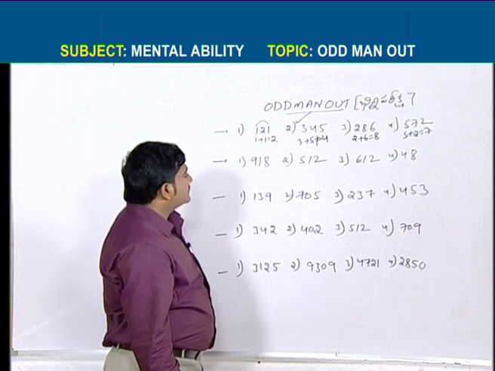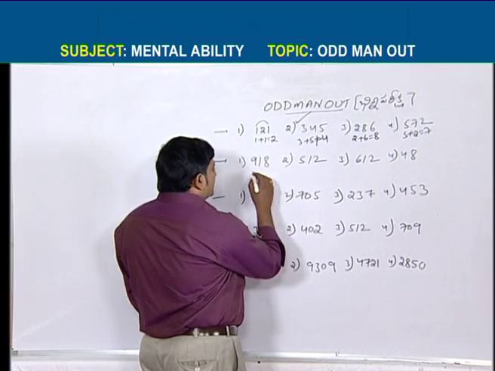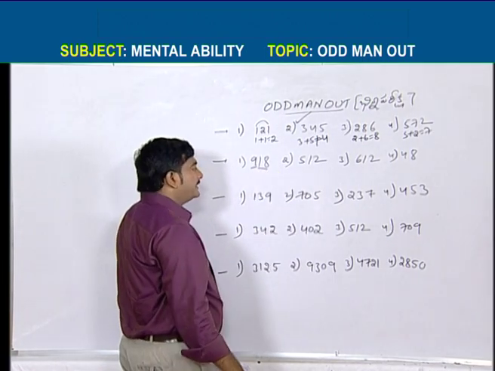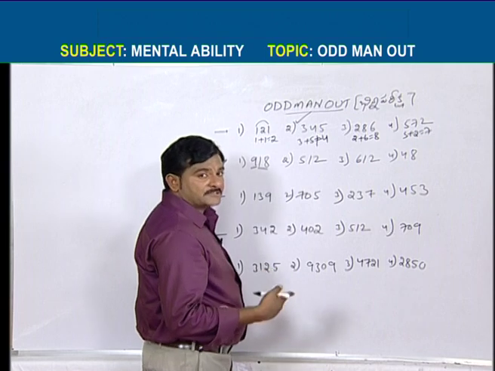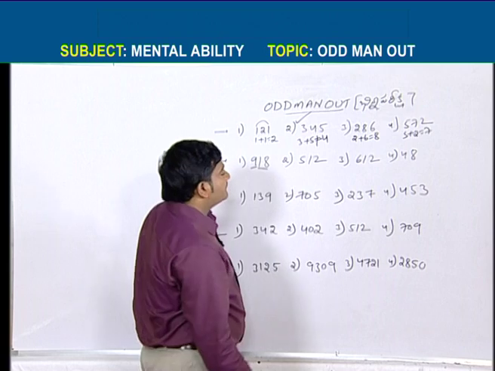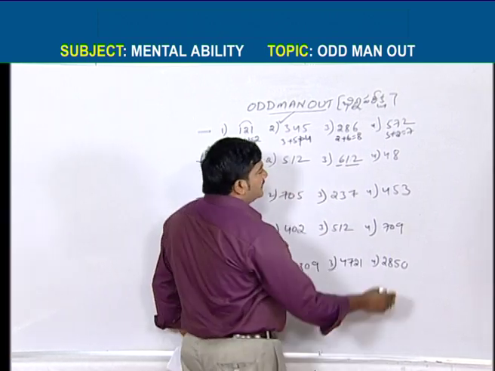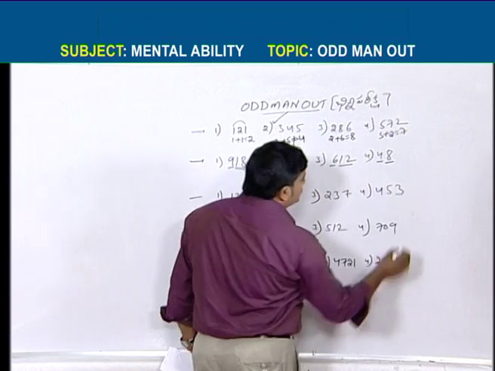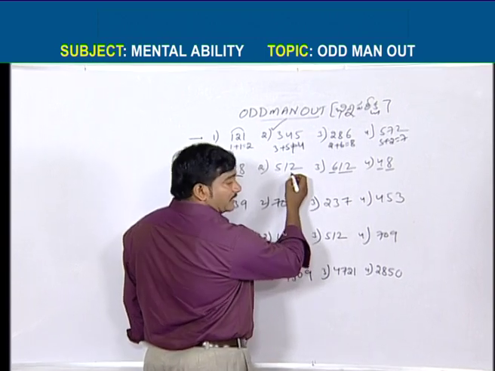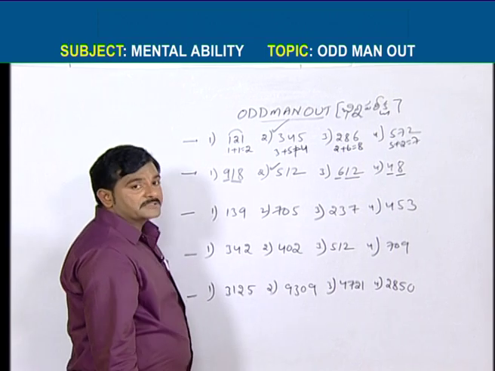Similarly, observe the first option in the next question. 918. Think that 9 is one number and 18 is one number. Double of 9 is how much? 18. I'm doing double. Double of 9 is 18. Similarly, double of 6 is 12. Similarly, the double of 4 is equal to 8. But whereas here, the double of 5, is it 10? Is it 12? No. That's why in this case also, the second option is the right answer.